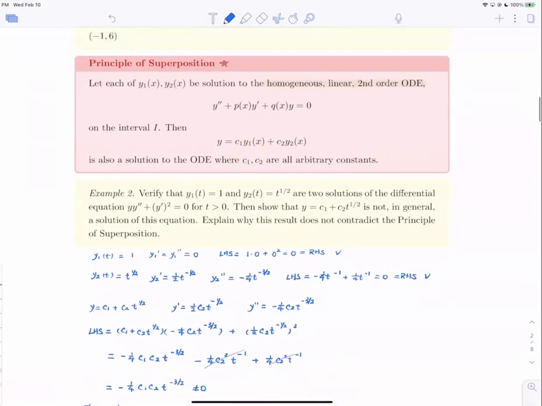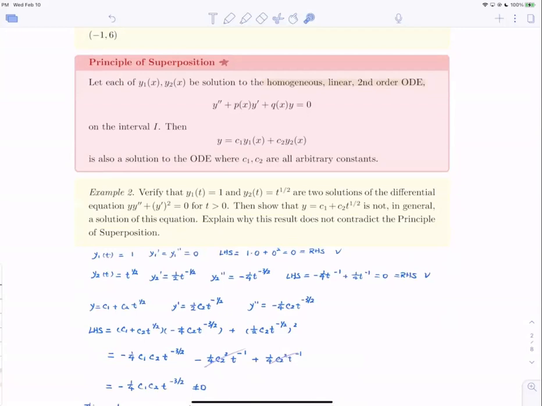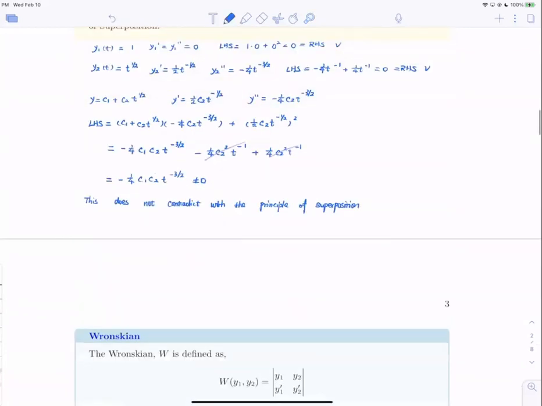Okay, if we go back, I highlighted the key point. It has to be homogeneous. So this is homogeneous. And also it has to be linear. You can tell that this is definitely not linear, okay? So this does not contradict with this because the ODE itself is not linear. Any question? Are we good?